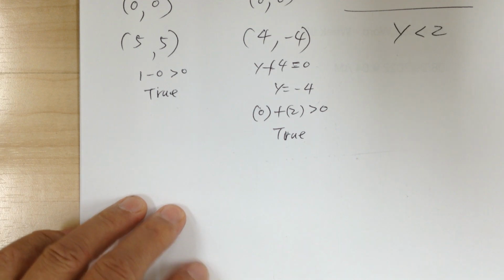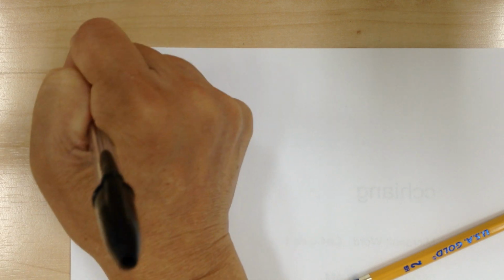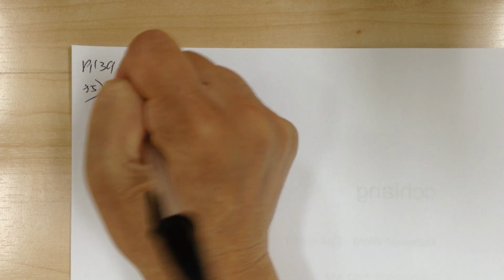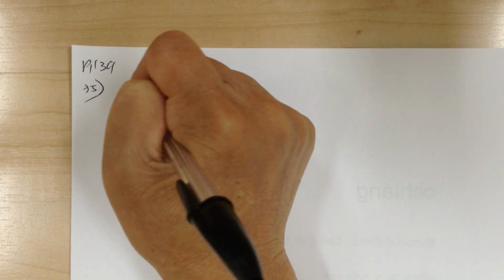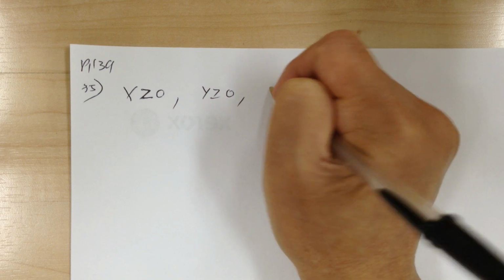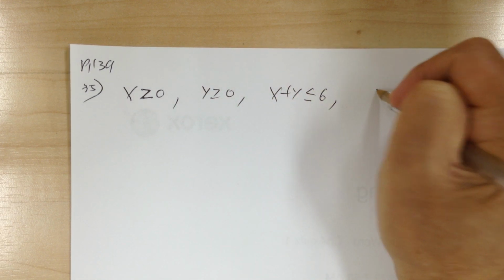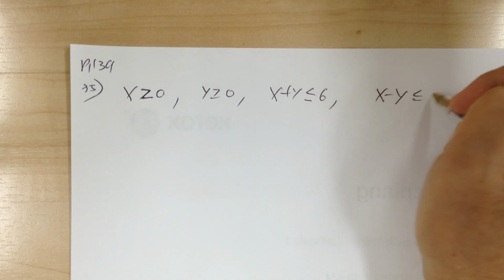Okay, let's go to the next one. So you got x is greater than or equal to 0. And you got y greater than or equal to 0. You got x plus y is less than or equal to 6. And x minus y is less than or equal to 2.